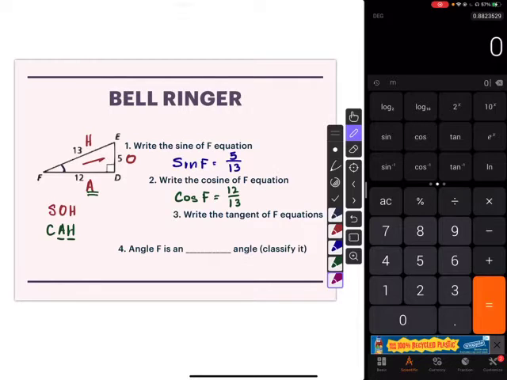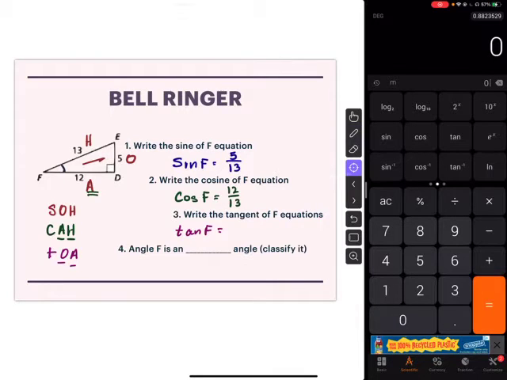And lastly, the tangent function. Don't write tangent, but write TOA. TOA: tangent equals opposite over adjacent. Let's write that. Tan F. And we look over at our diagram. We want opposite, so that's 5, over adjacent, that's 12. So opposite over adjacent.